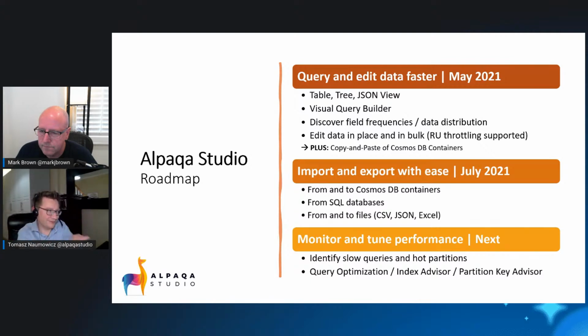It has the title "Query and Edit Data Faster," and it contains the majority of features you've seen today: being able to explore the data in table, tree, and JSON view, that visual query builder with lots of features built in, the first iteration of field frequencies and data distribution, and that great data editing experience, in-place editing and bulk editing, which is the result of that early access feedback. We are already now releasing copy and paste of Cosmos DB containers that I just presented. We're just finishing some smaller bits, and in a couple of weeks, you'll be able to just go to the website and use it.